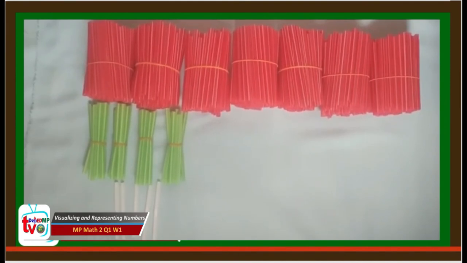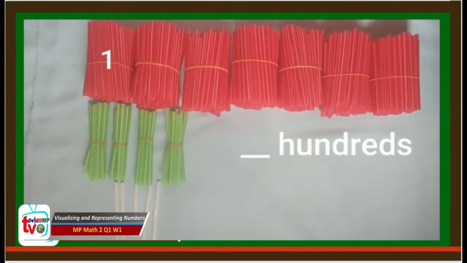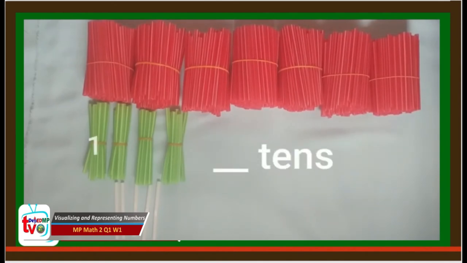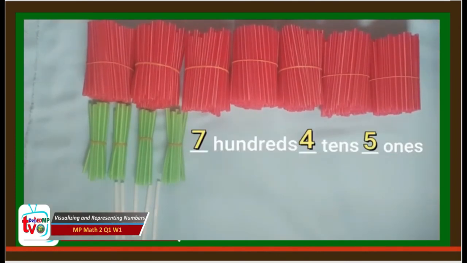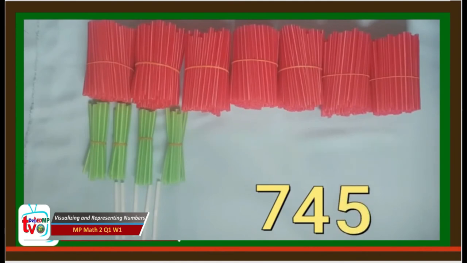This time, we have another group of straws. What does the group of straws represent? How many hundreds are there? 1, 2, 3, 4, 5, 6, 7. So there are 7 hundreds. How many tens? 1, 2, 3, 4. There are 4 tens. And how many ones? 1, 2, 3, 4, 5. So there are 5 ones. So again, there are 7 hundreds, 4 tens and 5 ones. What number does all the straws represent? There are 745. Okay, very good.